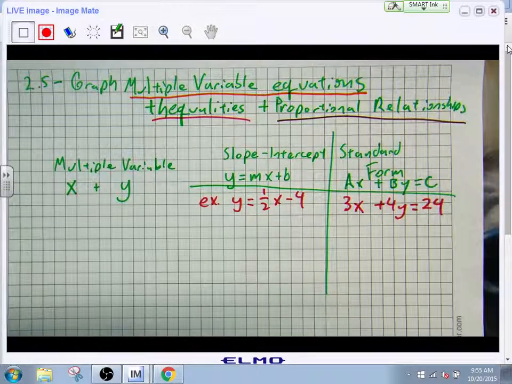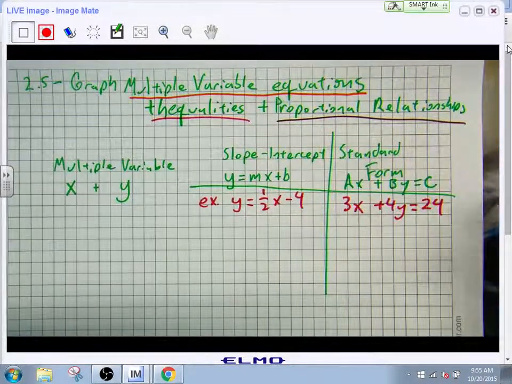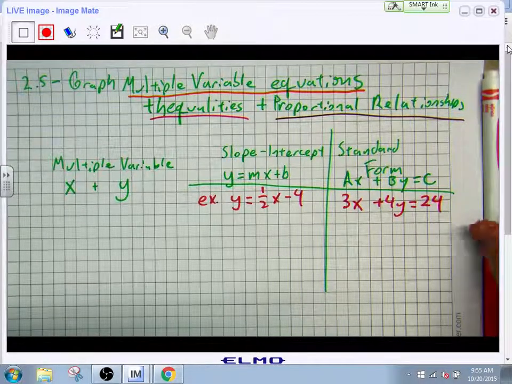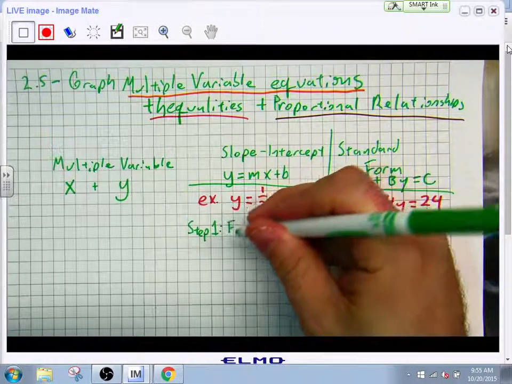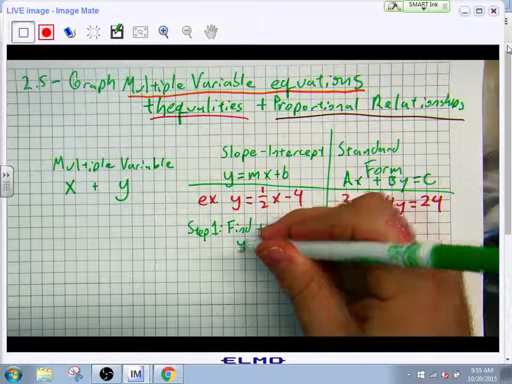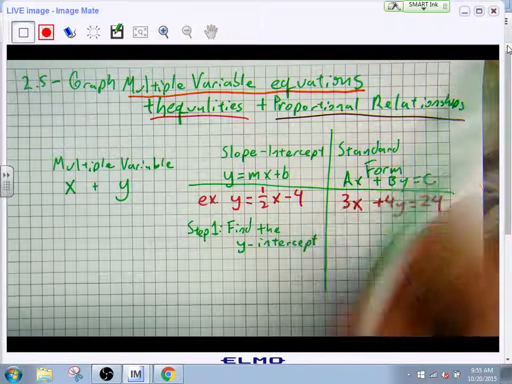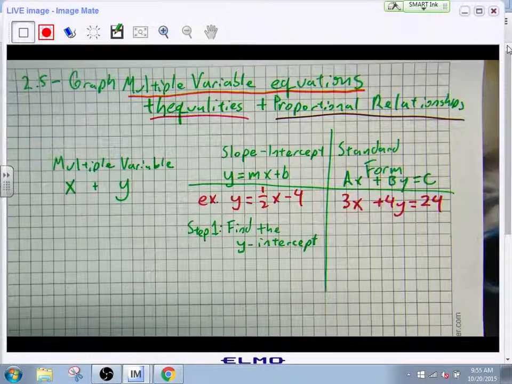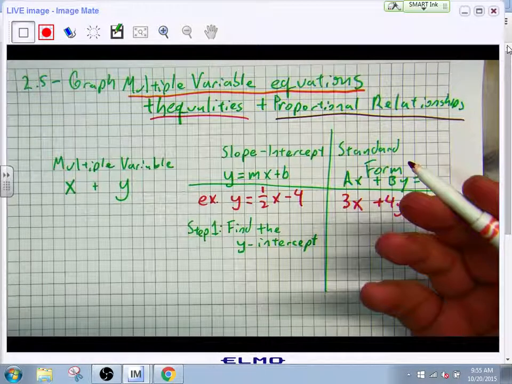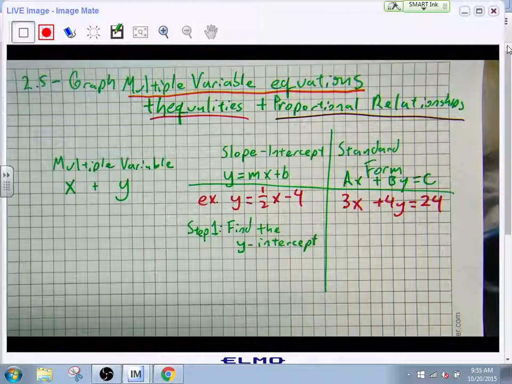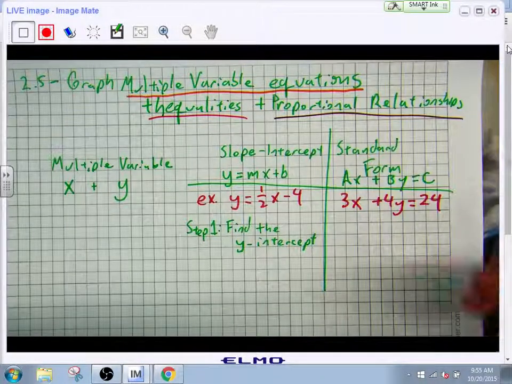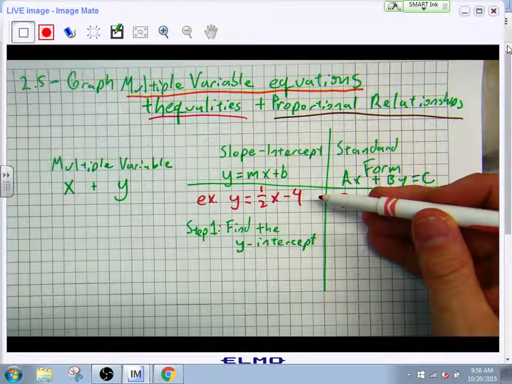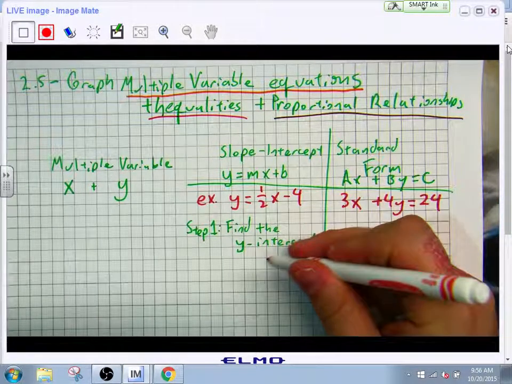So using these, we have to figure out how we're going to graph them. When I look at something in slope-intercept form, my steps aren't too bad. Step 1 is find the y-intercept. So for my example here, y equals 1/2 x minus 4, what is my y-intercept? Ryan? -4, absolutely. So in this case, it's -4.